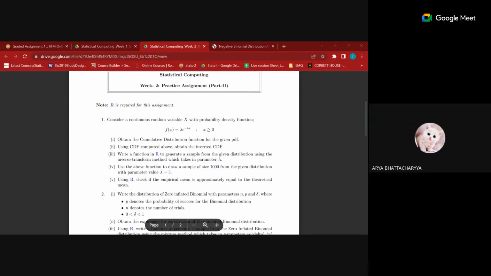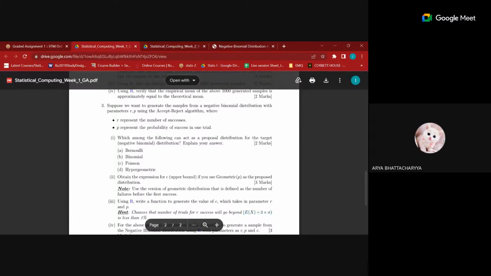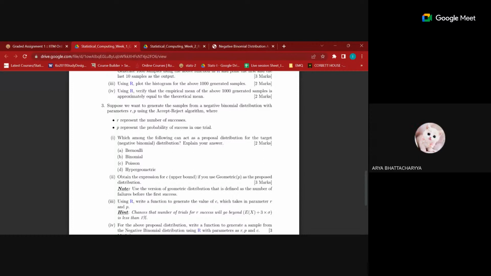Even if you look at GA1 or even the self-assessment, there were questions like which of the following distributions can be used as a proposal, right? For this first part, how much detail should we go into in the explanation? I think one or two principles that ma'am has covered are that if the support is not enough, basically that is one of the main criteria, right? Yeah, that's the one, or two. So, yeah, continue, sorry.